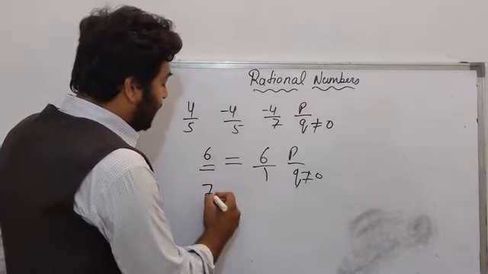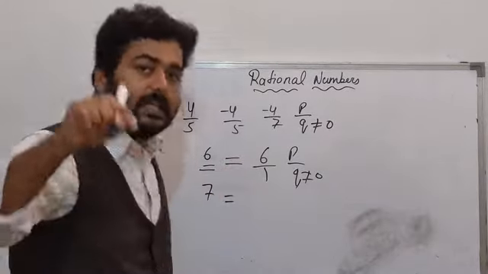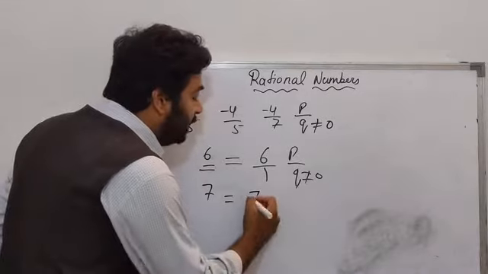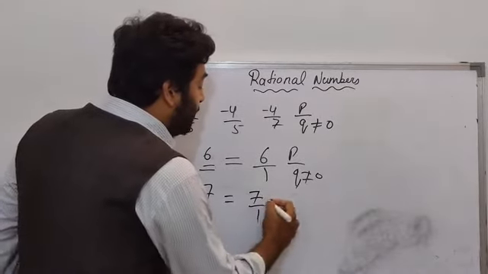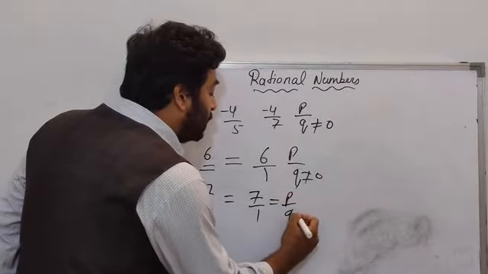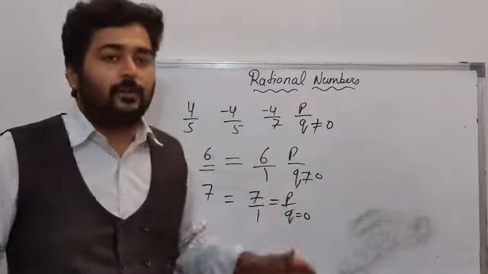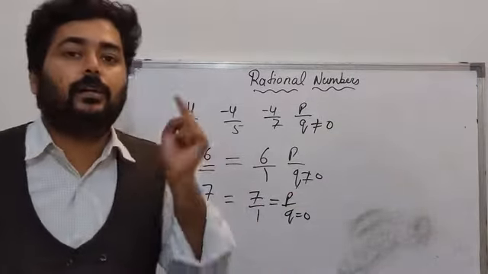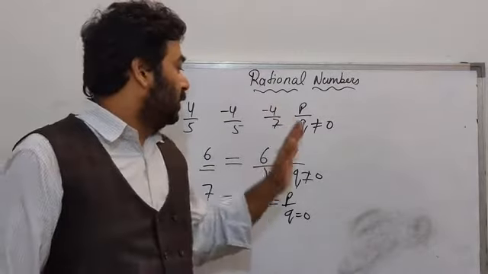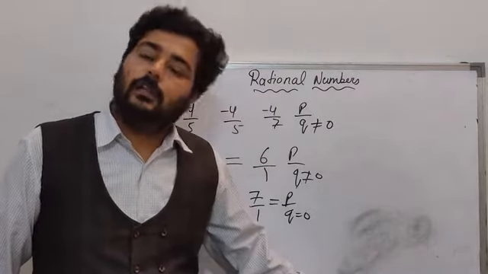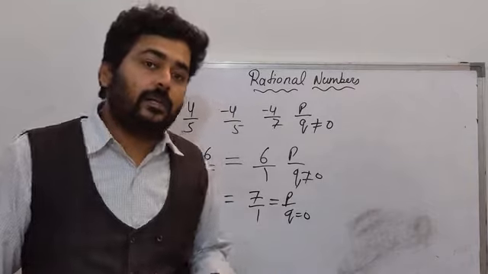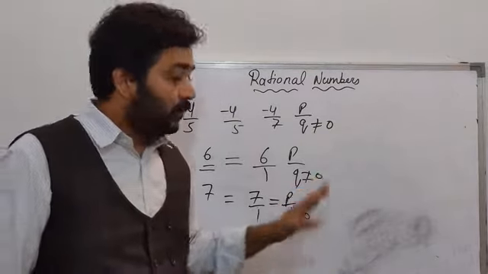Now tell me, is 7 a rational number or not? Yes, 7 is a rational number because we can represent 7 in the form of 7 by 1, which is in the form of p by q and q is not equal to 0. Means अगर हम किसी भी नंबर को p by q के फॉर्म में रिप्रेजेंट कर सकते हैं तो that number will be called a rational number. And remember one very important thing, that the denominator will not be 0.